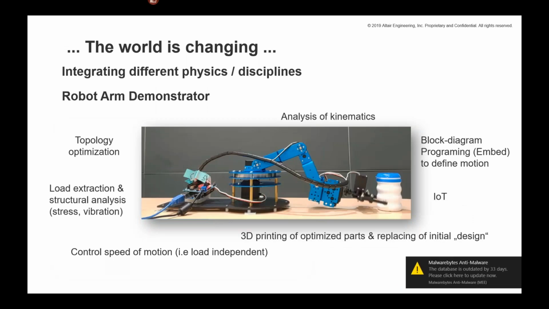Another example, which is very popular these days, as you know, is a robot arm. So here again, the mission behind is combining different physics into one big exercise. What we provide here is solutions to, for instance, topology optimization, load extraction, to understand what kind of forces are acting in these joints, for instance, what kind of stresses are really present in those brackets or in the segments. It's about, as I said, topology optimization. It's about controlling the speed of the motor, the speed of the motion, etc., etc.